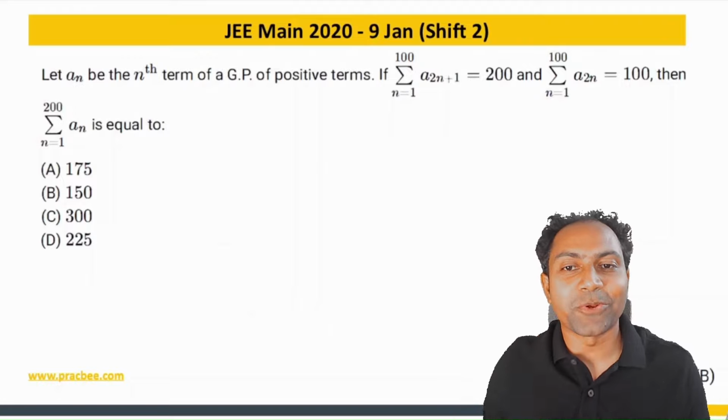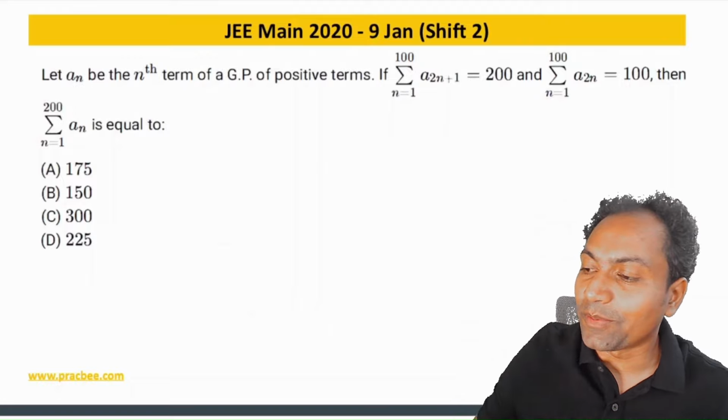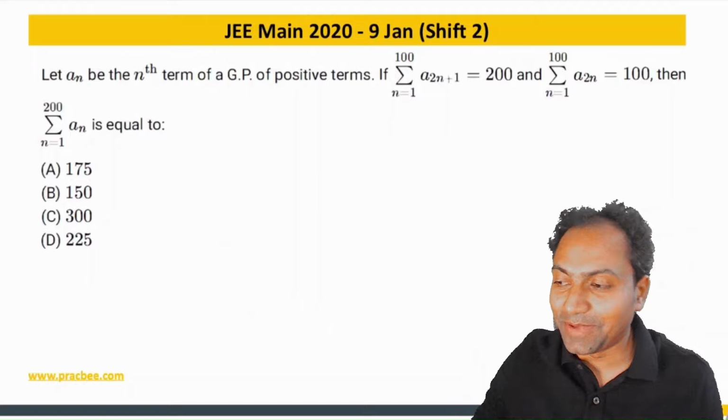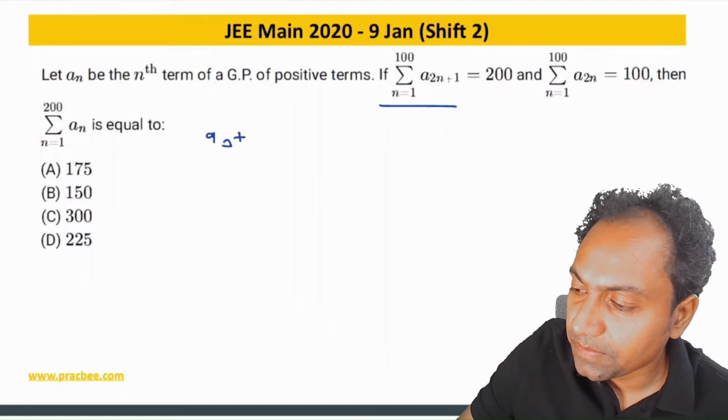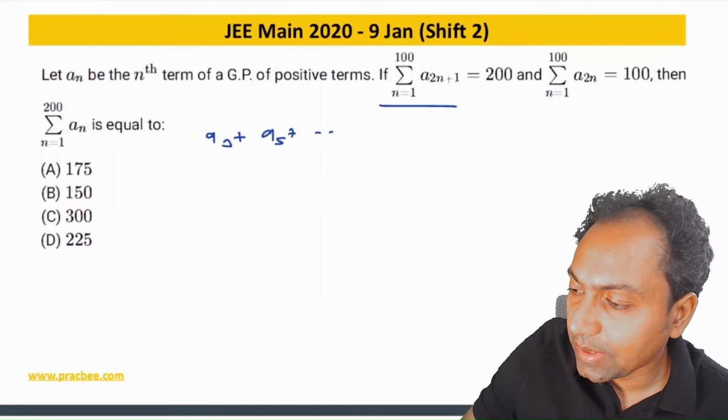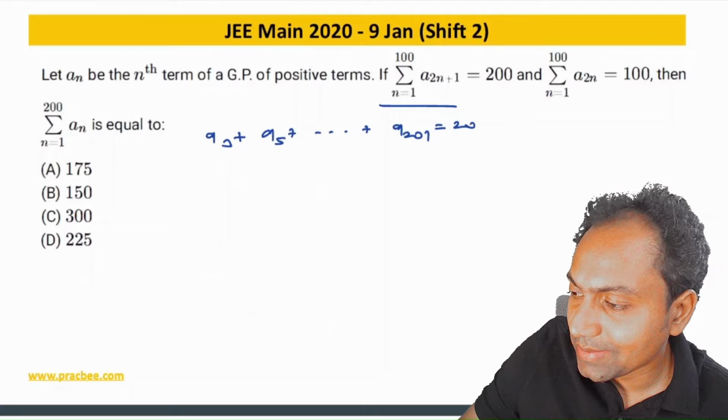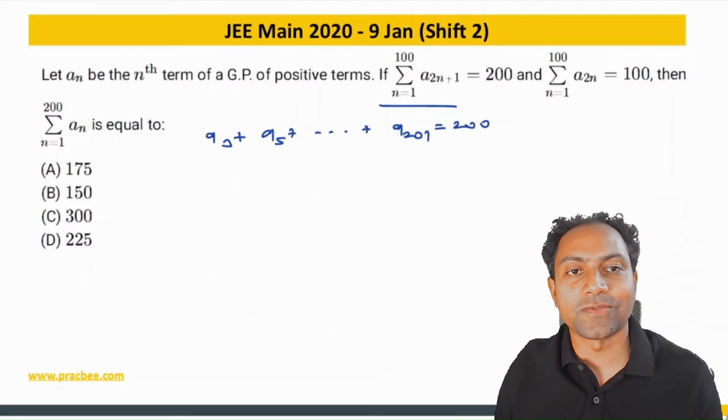Now let us look into the next question. In this next question, they are talking about a very weird kind of summation of GP. They're not starting from the first term. What they're starting from is the third term, then fifth term, and they are going up till 201st term. And the sum is equal to 200. This is the first condition given.